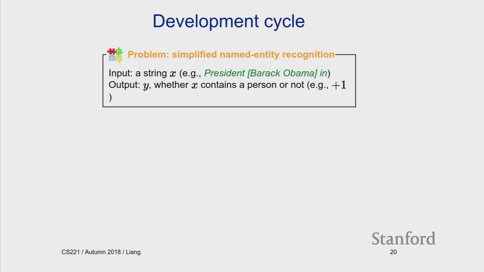So I'm going to look at this simple task. It's named entity recognition, a simplified version. We're given a string, like President Barack Obama in, and you're trying to output whether X contains a person or not in the middle position. So in other words, you're given a word to the left and the word to the right of a particular sequence of a string, and you're asked, well, is this a person or not? Okay.